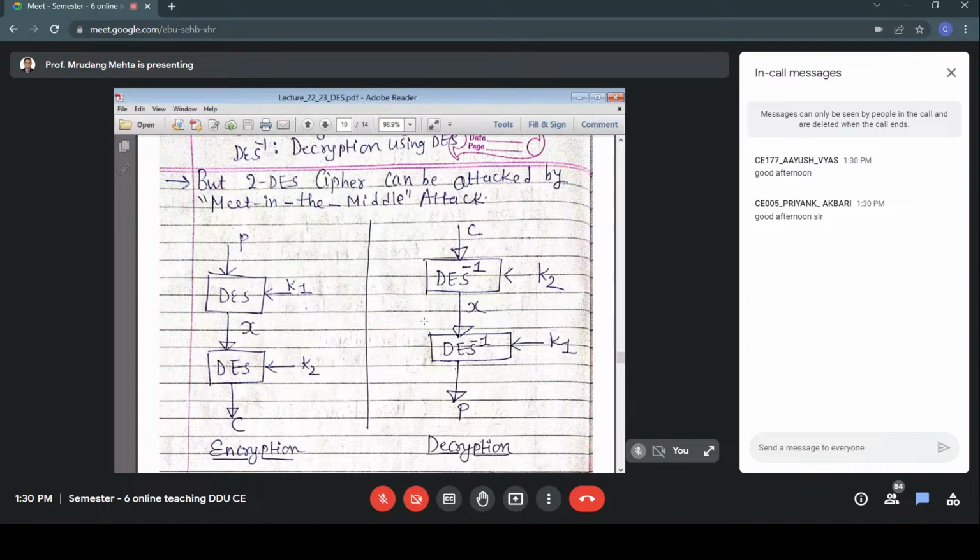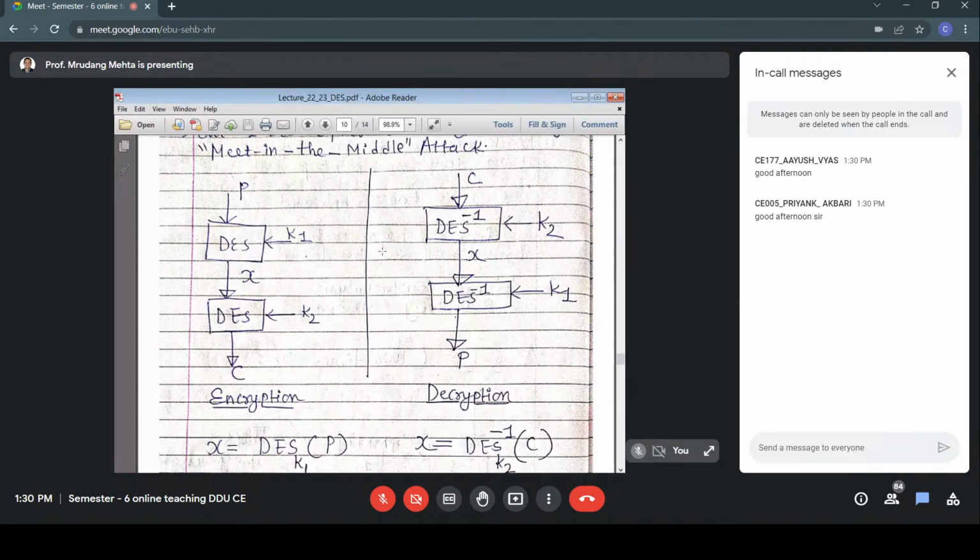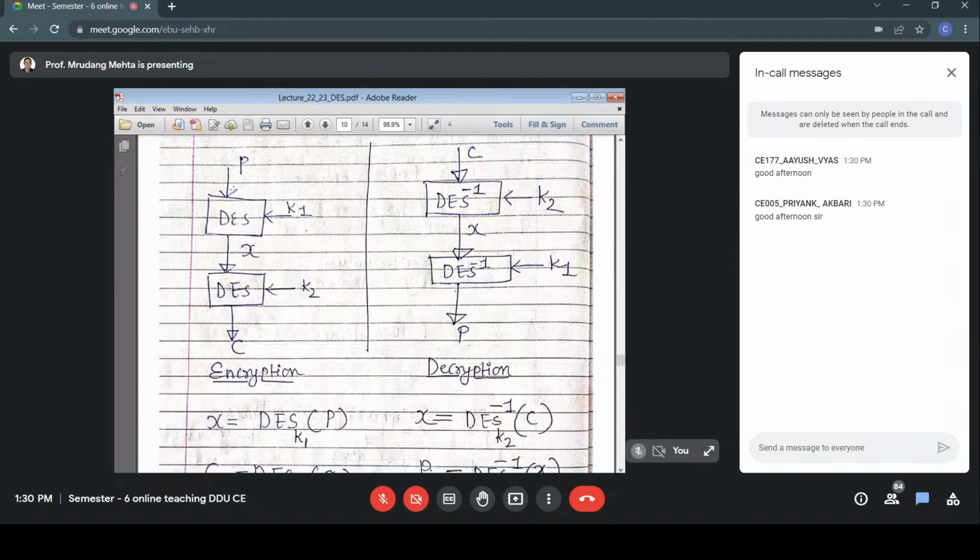Meet in the middle. So what happens in the meet in the middle attack? You see first the encryption process and decryption process. In encryption, plain text goes through DES. It generates intermediate output X. This is actually a ciphertext, but this ciphertext again goes through a DES block, and then it produces ciphertext. So this becomes our final ciphertext. Okay, so there are 2 keys, K1 and K2.